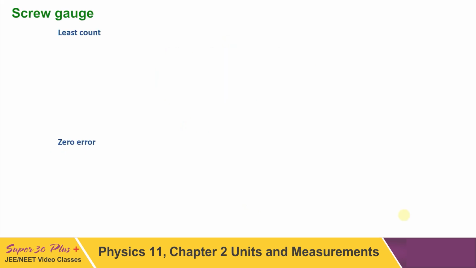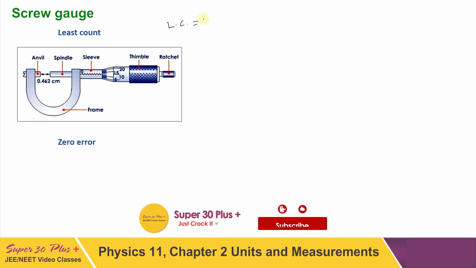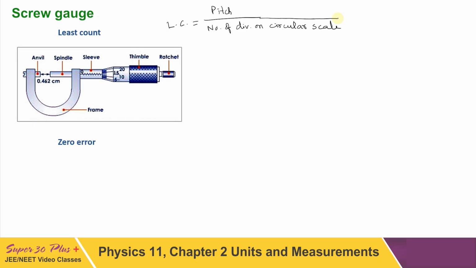Now again, like any instrument, we have to first calculate the least count of the instrument. For any instrument based on the principle of a micrometer screw, the least count is given by the formula: least count is equal to pitch upon number of divisions on the circular scale. This is how least count is defined for this instrument.